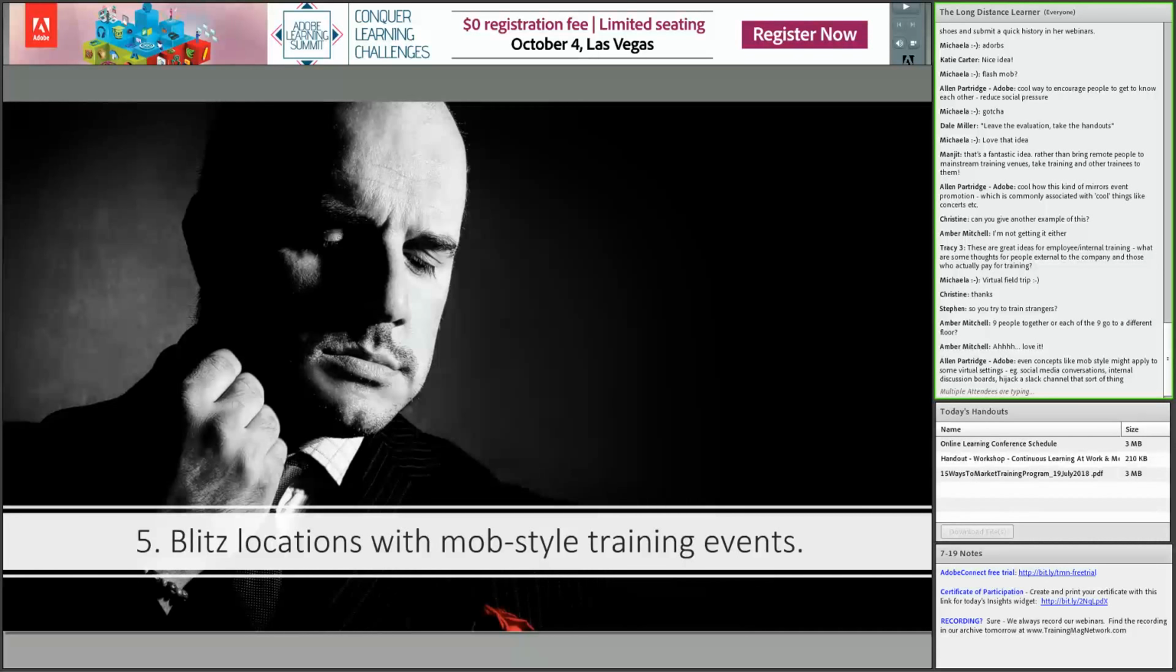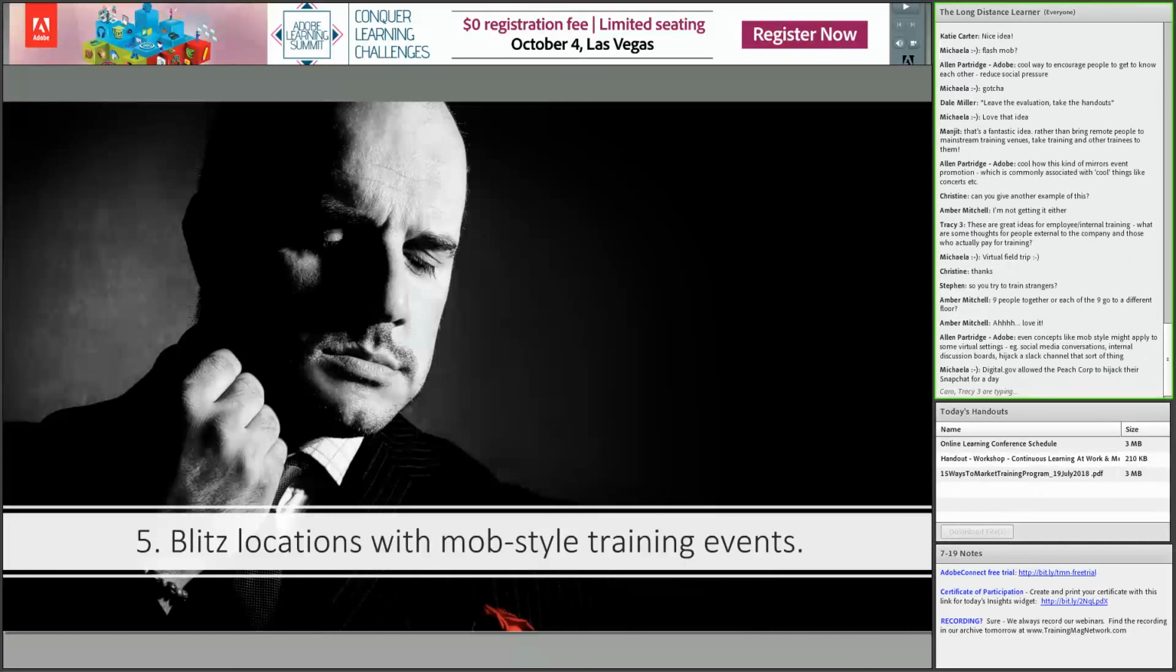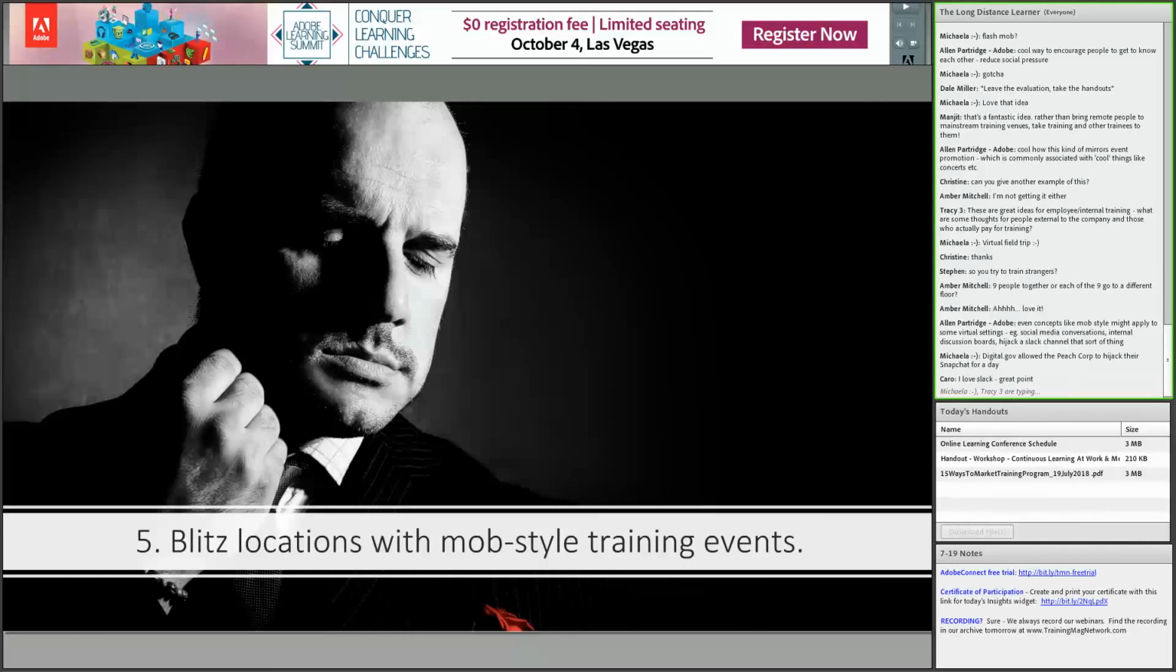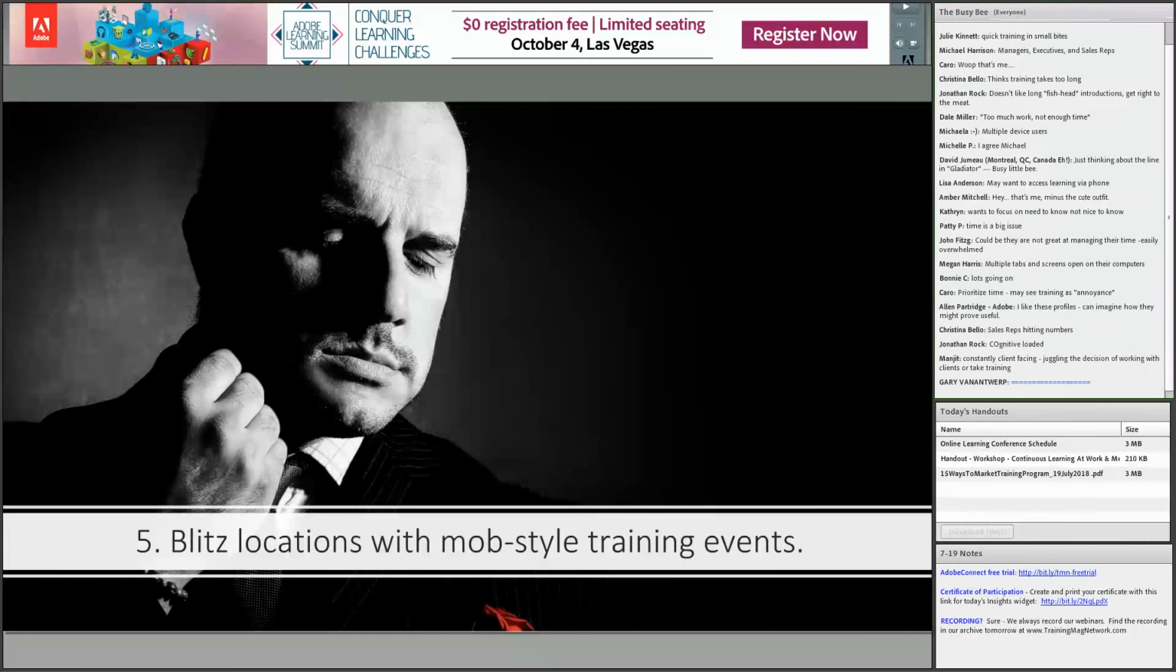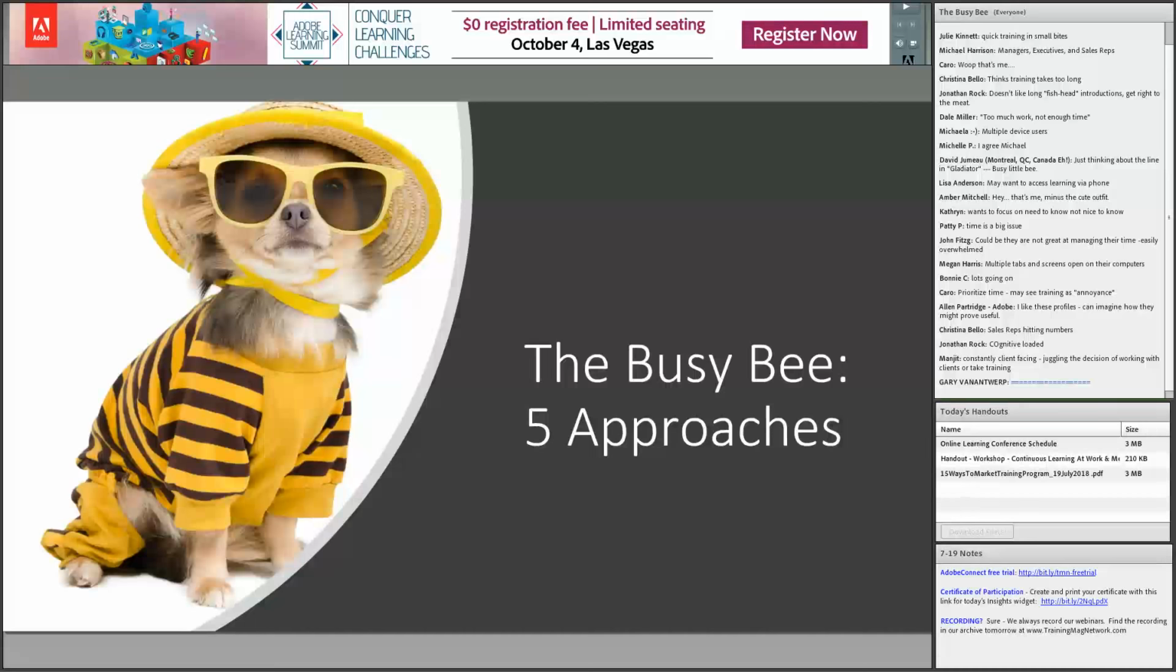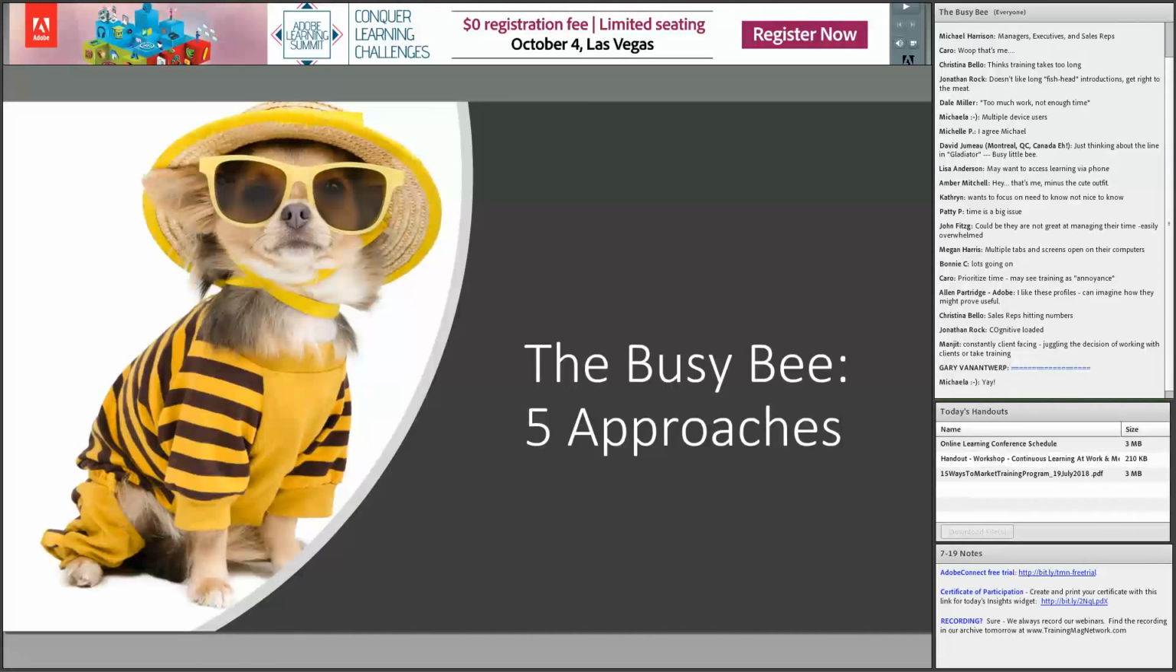All right, so we're going to move along to the next section. These are all ideas that pertain to the long distance learner. And we're going to switch over, and we're actually going to go to the chat for the next section that we have here, which is the busy bee, and we've got the cute picture back. Yay. All right, so feel free to share some ideas that you have for the busy bee learner as we go through these.